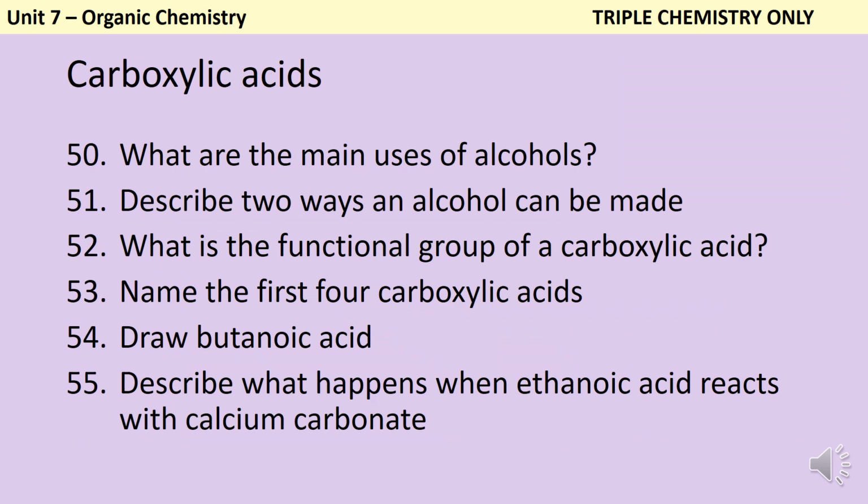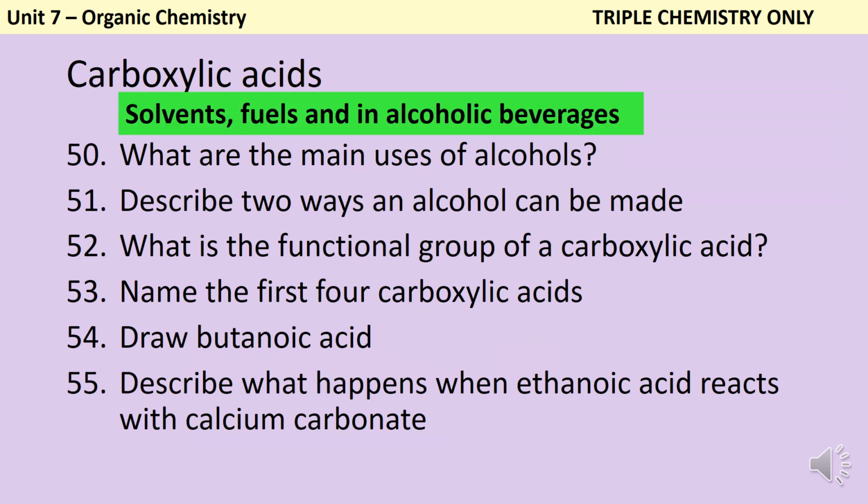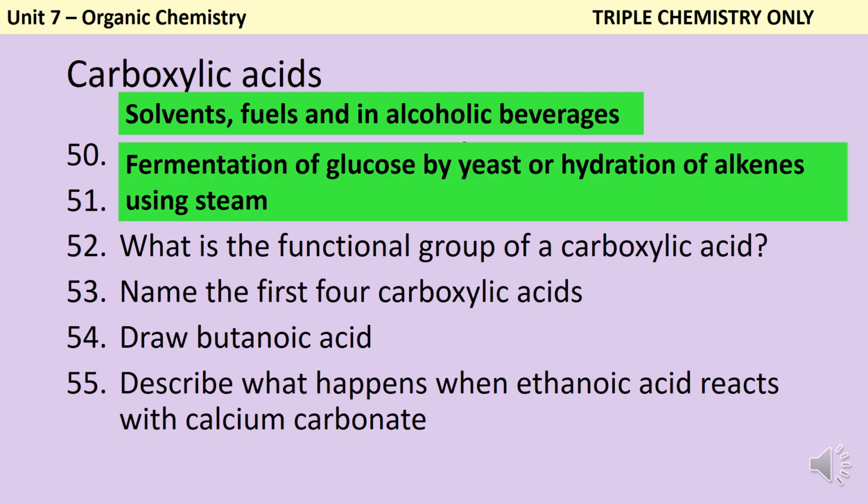alcohols are used as solvents, fuels, and ethanol specifically is found in alcoholic beverages. That's what makes them alcoholic. Ethanol can be made when yeast is used to ferment glucose, but any alcohol can be made by the hydration of alkenes using steam. A carboxylic acid has a functional group which is COOH.